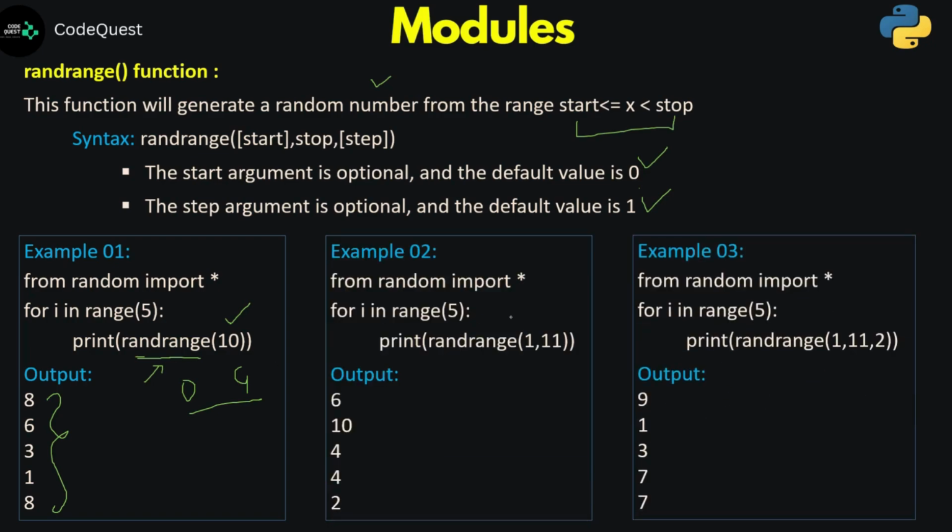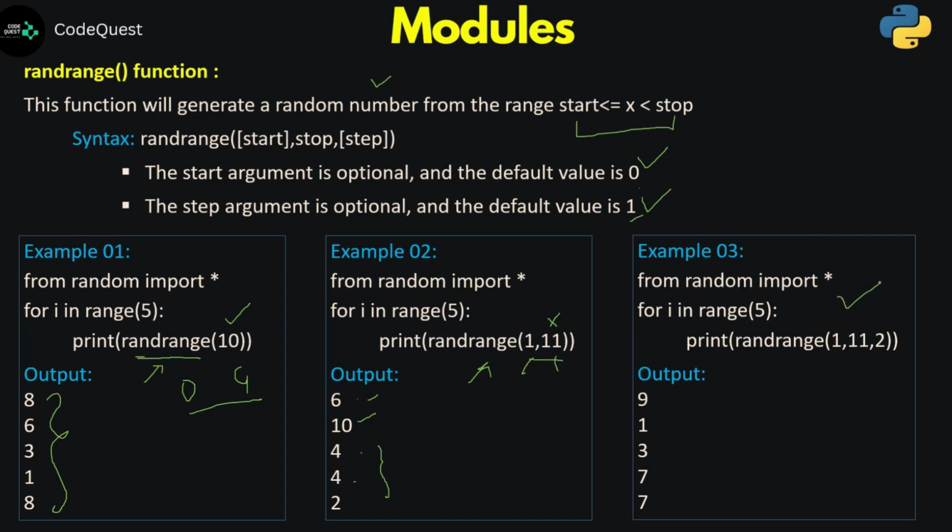Now, let's say here we have taken another format, that is 1, 11. Now we have specified the start and the stop. What is missing here? The step argument. By default, the step argument is 1. So now this is going to find all the numbers between 1 and 11, but not including 11, so between 1 and 10. You can get here 10, 6, 4, 4, 2. We do not guarantee, right? Every time these are random values being generated, but we know that the values will start from 1 and go up to 10.